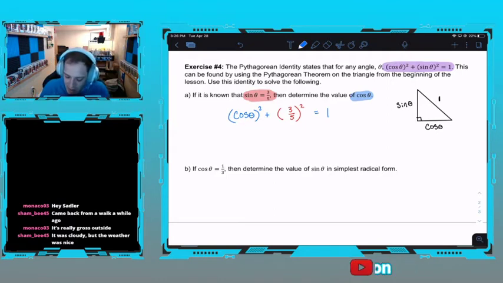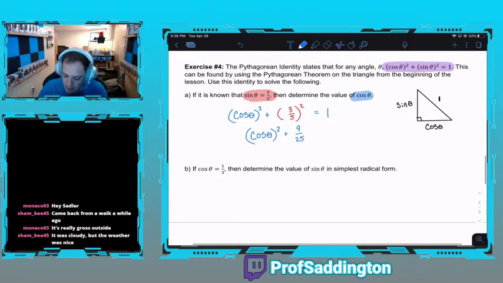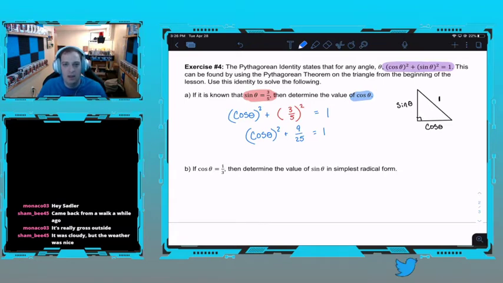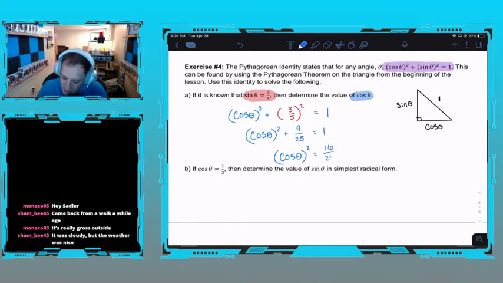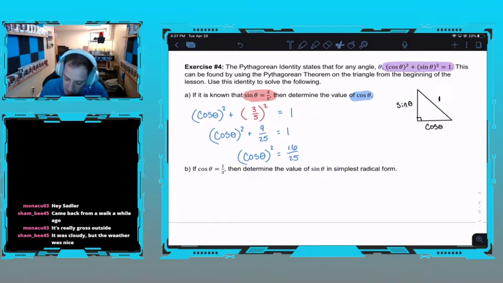So I can't solve cosine theta squared, so I can leave that the same. 3/5 squared is really just going to be 9/25, because you're just squaring the top and squaring the bottom. Now I have to subtract the 9/25 to the other side. So I have cosine theta squared is equal to, well, if I subtract that over, that's going to be 16/25. And again, if you don't trust me, you guys have a calculator.